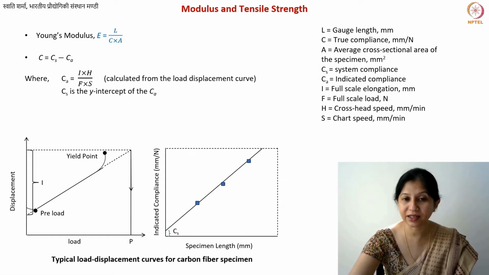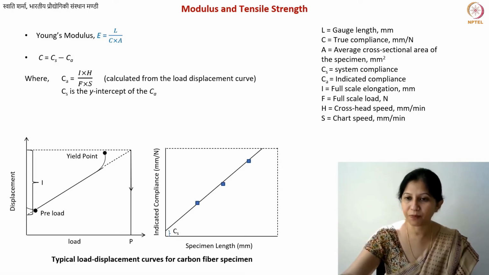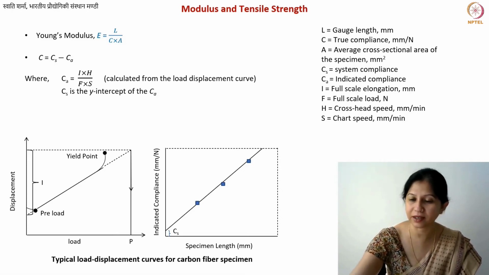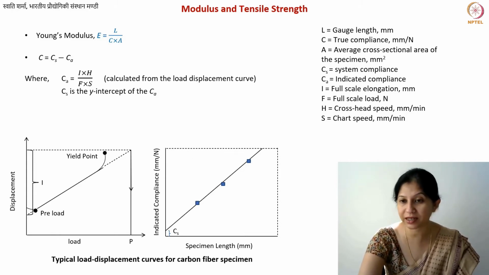In the second plot that you see, the indicated compliance, there is a certain intercept after which you start getting your values. You need to factor that in, so you need to subtract it, and this is how you will get the value of C, which is CS minus CA. Now you insert all the values in your Young's modulus expression, and that is how you will get the value.